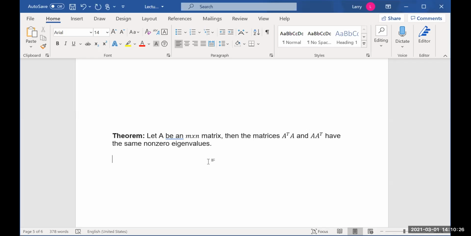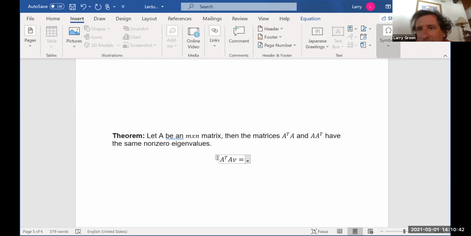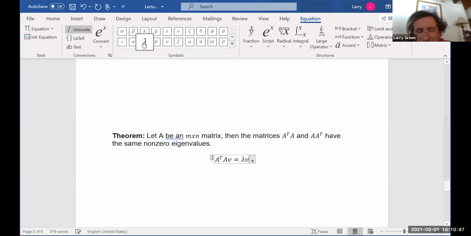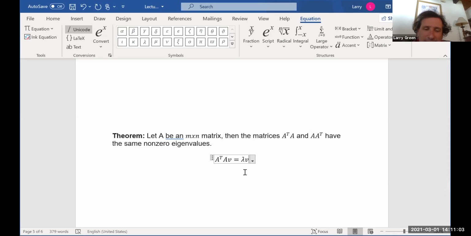Start with the definition of an eigenvalue. Exactly. So I'm going to take A transpose A times V equals lambda V, right? What can I do to both sides? Left multiply by A transpose A inverse. Okay, there's a problem with that. What's the problem?